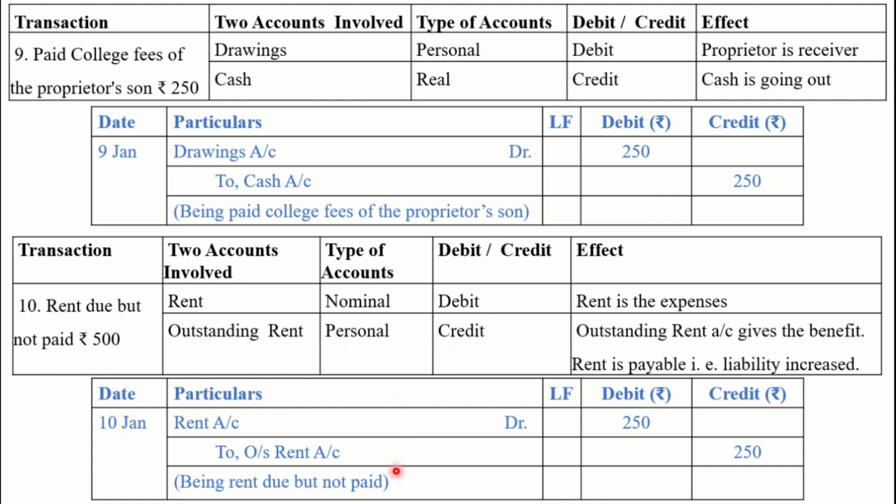This is the journal entry. 10th January, particulars rent account debited 500 to outstanding rent account 500 credited, being rent due but not paid. This is the narration of this transaction. This is all about the journal entry of the 10 different transactions.